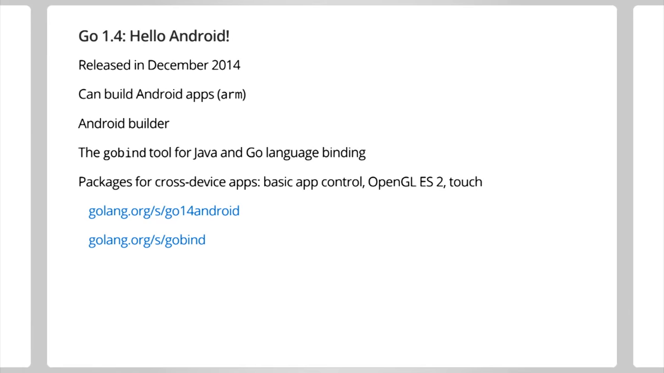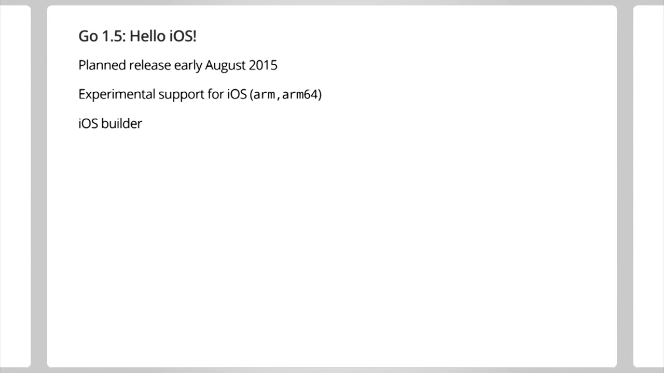So it's almost the end of my talk, and before ending, I want to recap where we are and where we want to go. In Go 1.4, we announced Android support, and we have an Android builder that continuously runs all the tests from the standard library, and the gobind tool was released and became available for Java language binding. And we also had some packages for cross-device app development. Now in Go 1.5, Minux Ma, an open source contributor, did an amazing job. He finally merged his iOS support into the main repository. So we will have experimental support for iOS on both ARM and ARM64. And David Crawshaw also set up an iOS builder, so the tests from the standard library will be continuously run.